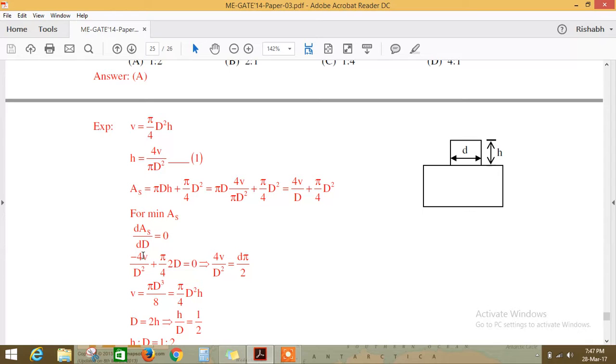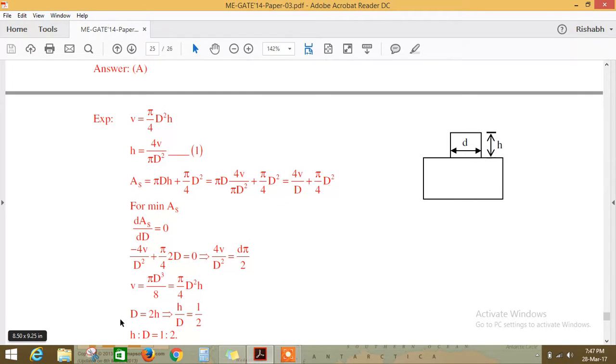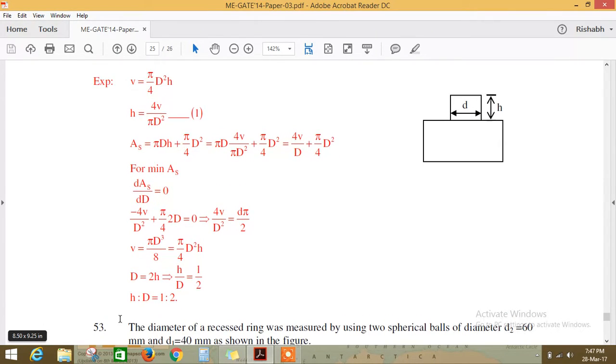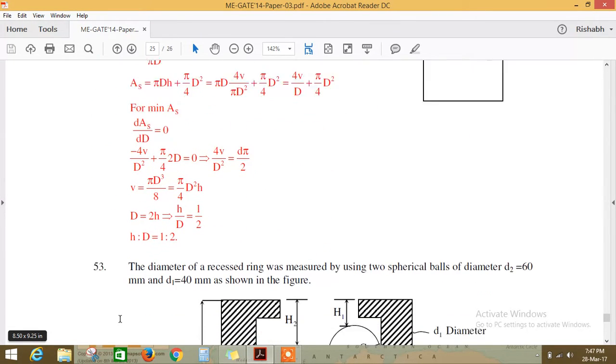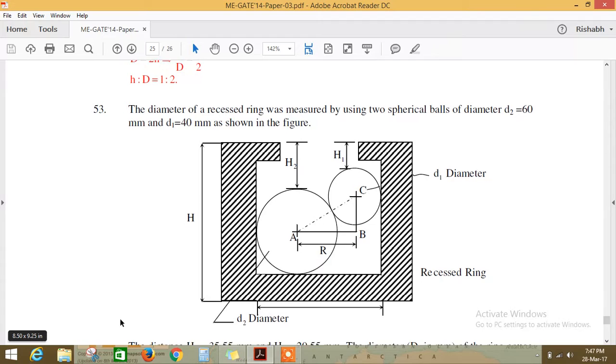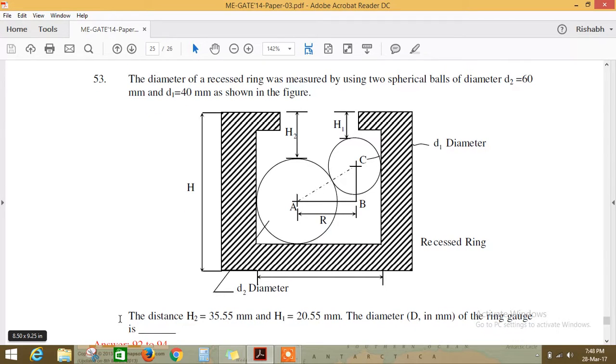While differentiating you should take V as constant since the volume of the riser is constant. So equate it to pi by 4 D square H, and you will get D is equal to 2H, or the ratio of H by D is 1:2. You should remember this as a direct formula always.